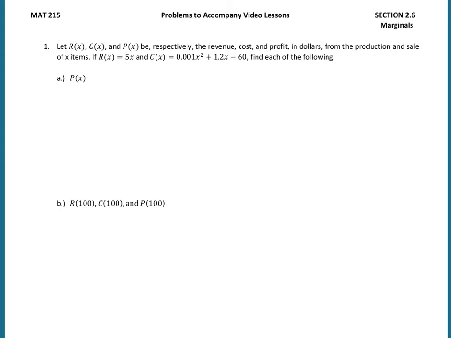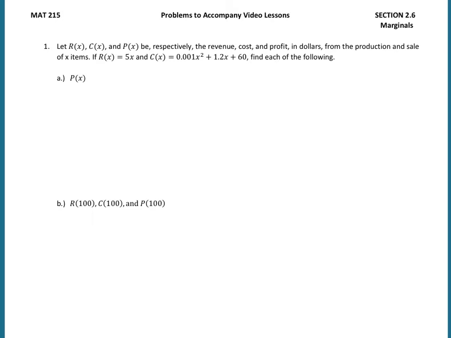Let R of x, C of x, and P of x be, respectively, the revenue, cost, and profit in dollars from the production and sale of x items. If R of x equals 5x and C of x equals 0.001x squared plus 1.2x plus 60, find each of the following. We're going to begin by finding P of x, which is the profit function.